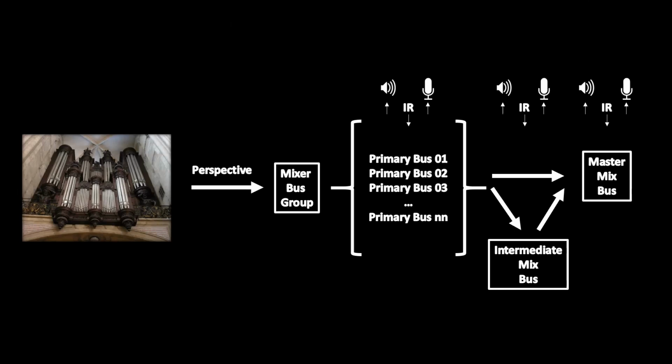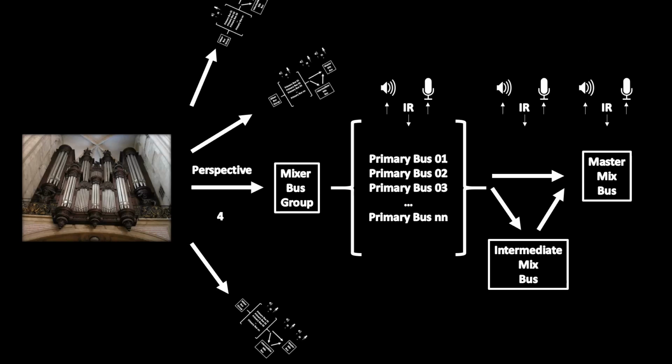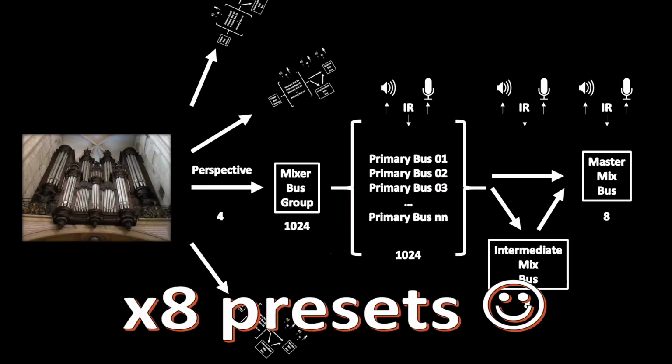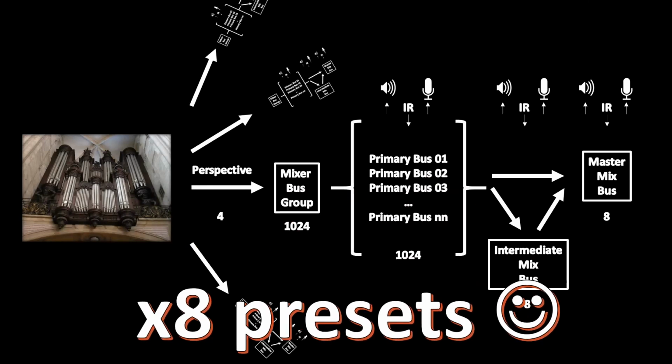There are four perspectives. Only one has its volume up per default. Each perspective, however, can flow through the mixture individually. And there are 1,024 mixer bus groups, 1,024 primary buses, 8 intermediate mix buses, and 8 master mix buses. Oh, and you have 8 presets to store all of this in.